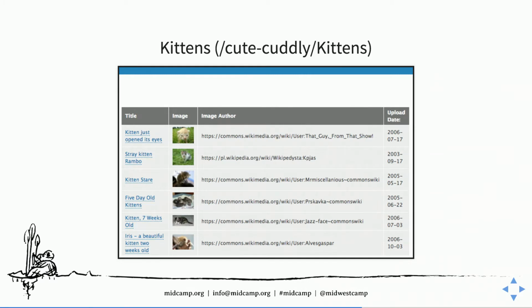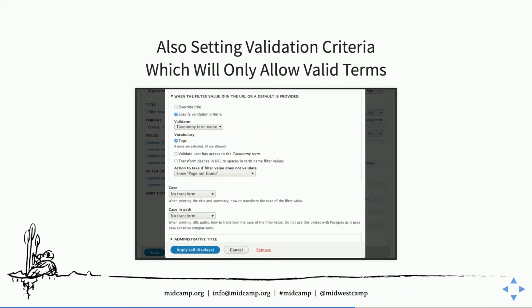So how that looks, we now have a path called cute cuddly / kittens. Note I'm using the uppercase Kittens because I didn't select a different option on the previous screen, where I believe there's an option to transform case. We could transform the case so we can enter a lowercase URL as well.